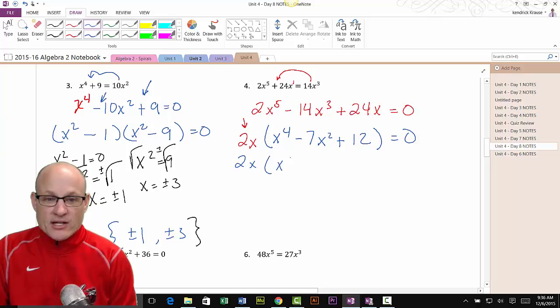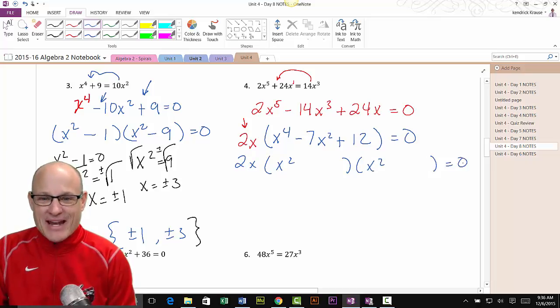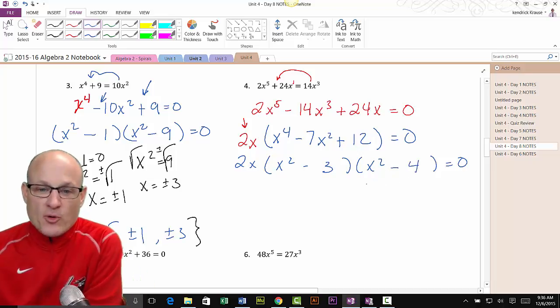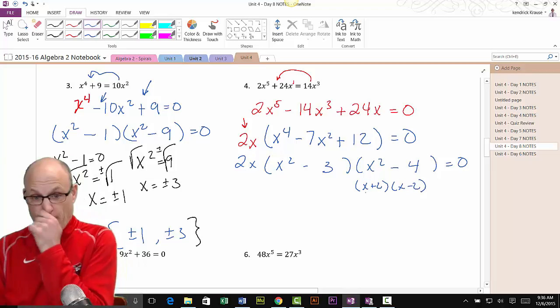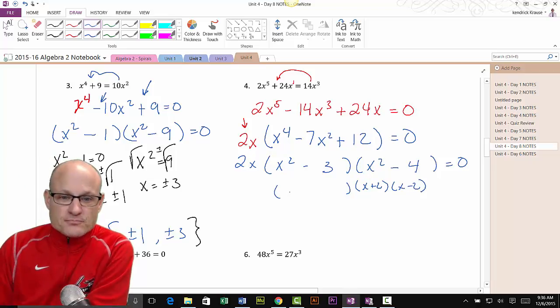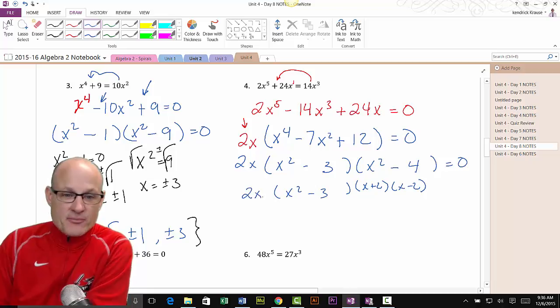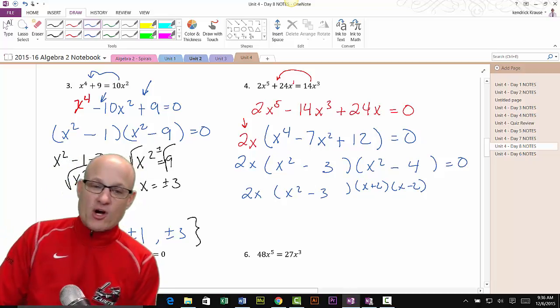Now I have some more factoring. This is x squared and x squared. Welcome to high school mathematics, where we don't baby you. Signs are going to be the same, and they're both going to be negative. Negative 3 and 4. So at this point, you can either rewrite this as x plus 2, x minus 2, or you can just do the other thing that I did just over to the left. So everything is done being factored. Now I have to solve it.